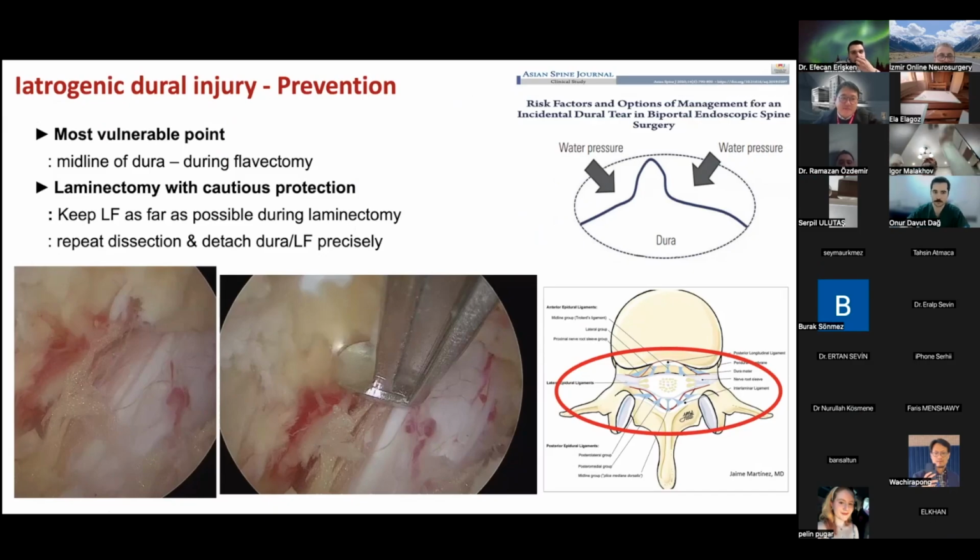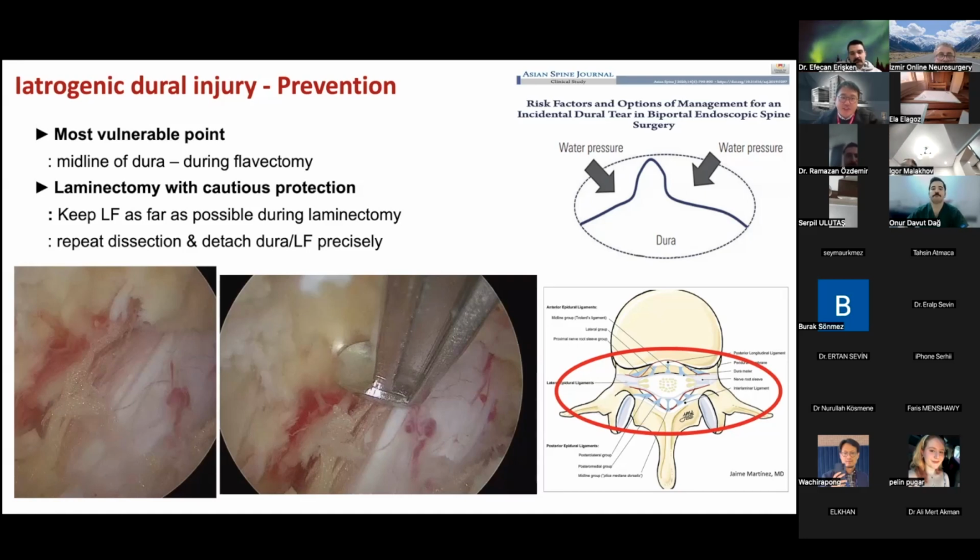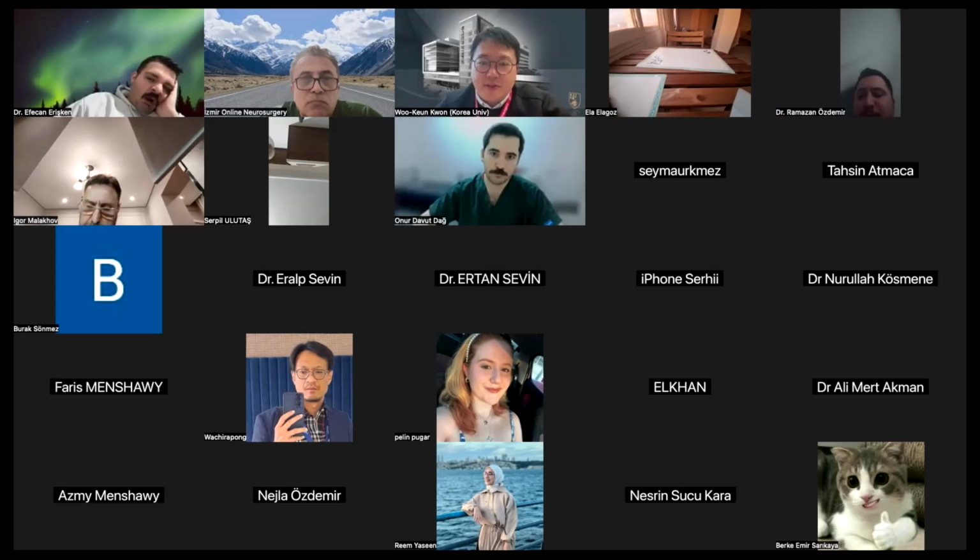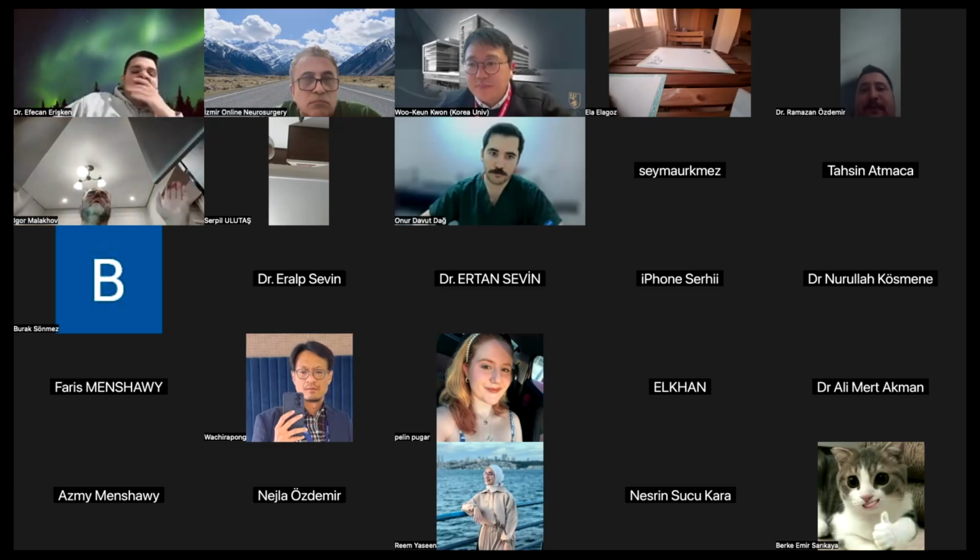So the tip is you need to always keep the ligamentum flavum as long as possible during laminectomy procedures, because the ligamentum flavum will serve as a protective measure for dural injury. Repeat the dissection and detach the dura from the ligamentum flavum precisely, and only after they're completely dissected and detached, you can safely take out the ligamentum flavum from the dura.